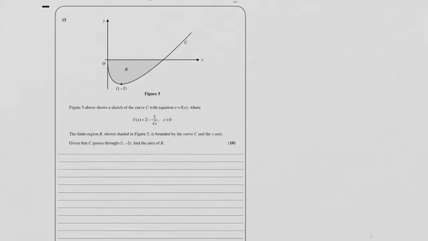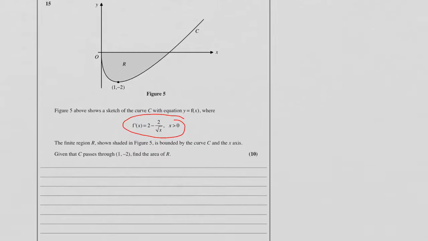So what they've very kindly done for us, they've given us the gradient function. They've not even given us the equation of the curve. And they've not even given us this point here. They've given us a stationary point. So they've been really mean here. But if you know what you need to work out the area, we can get there.